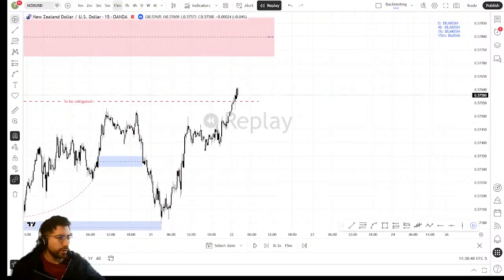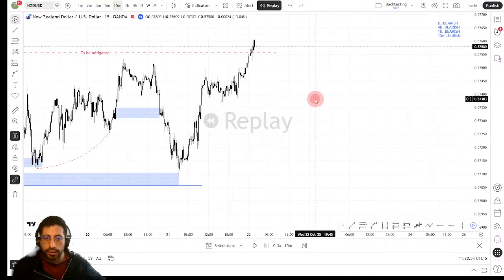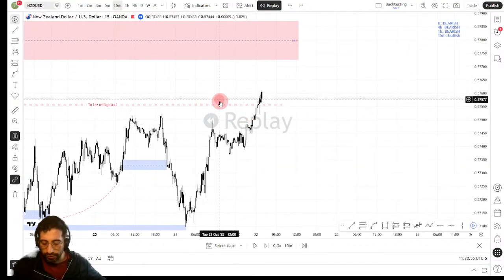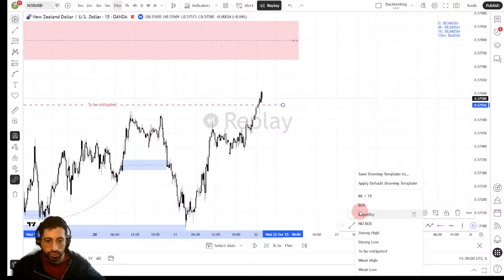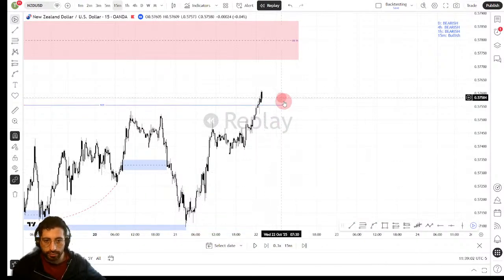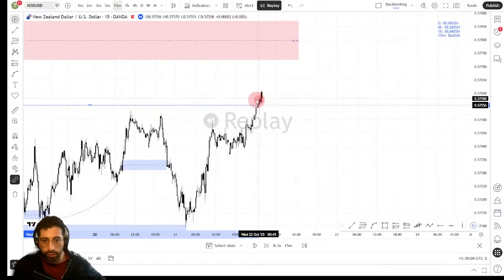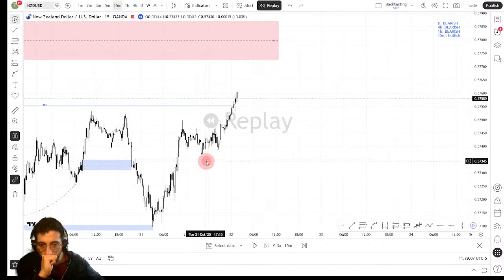It's fine to understand all of this. Let's keep moving with the analysis. Once we have a break of structure and this point to be mitigated actually becomes a BOS, so a break of structure with a body of the candle, we can happily find our new strong high in 15 minutes. Sorry, strong low, excuse me, because we're in a bullish trend.